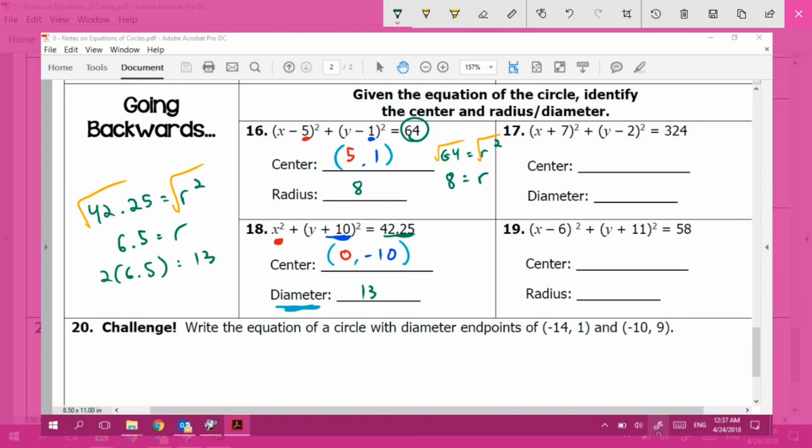And that is the end. So you guys try number 17 and 19. And we're going to be done with these notes.